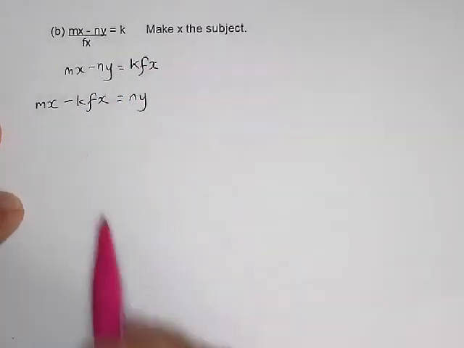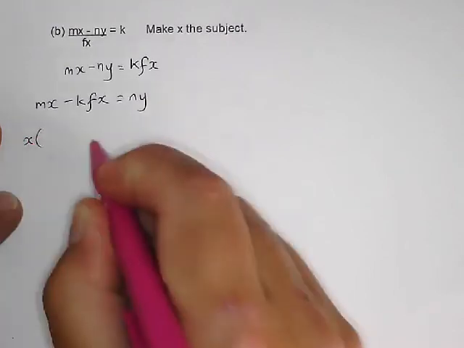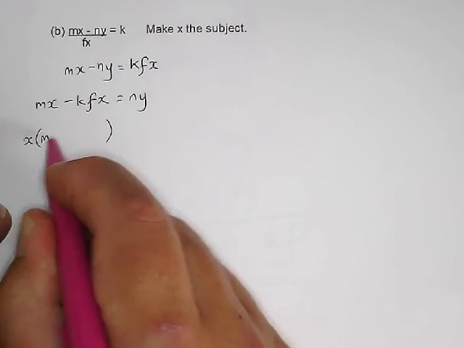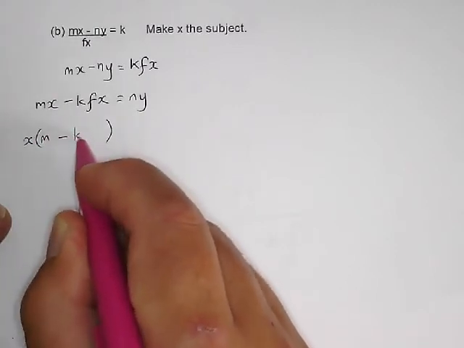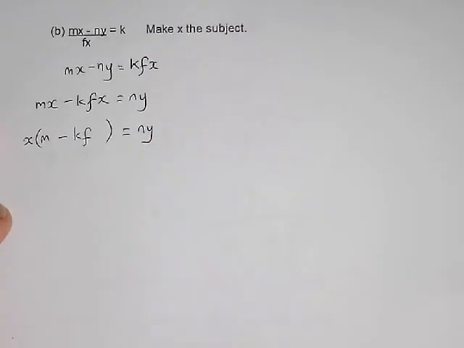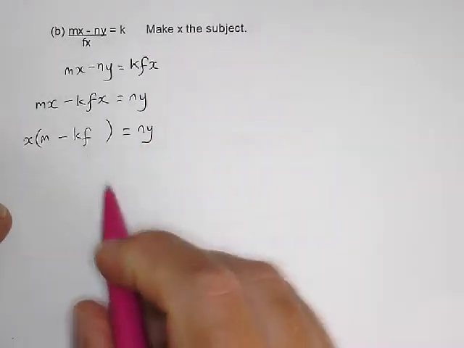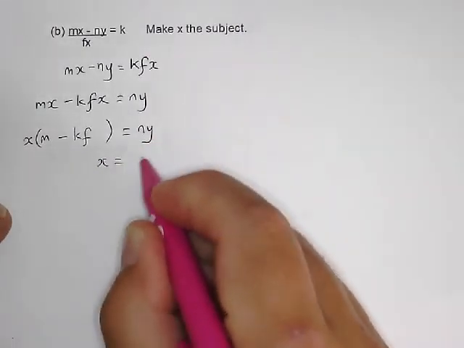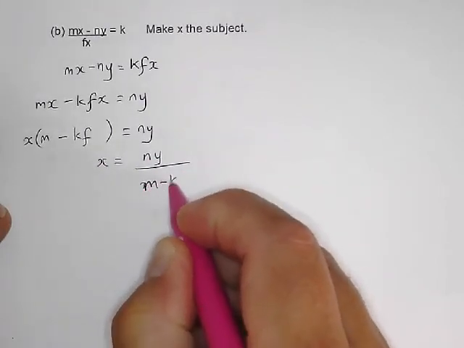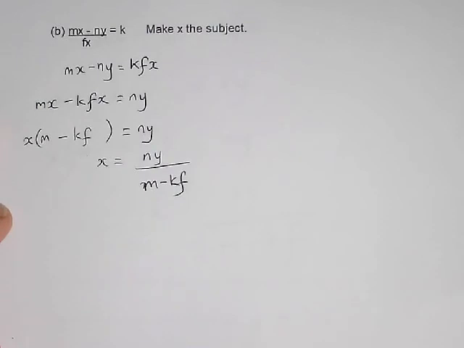So now comes the factorizing step. Take x outside the bracket. So if I divide everything by x, I will have just m for term 1, and then minus kf for term 2 equals ny. And the final step is going to be dividing by the bracket, so x equals ny all over m minus kf, and we have completed the question.